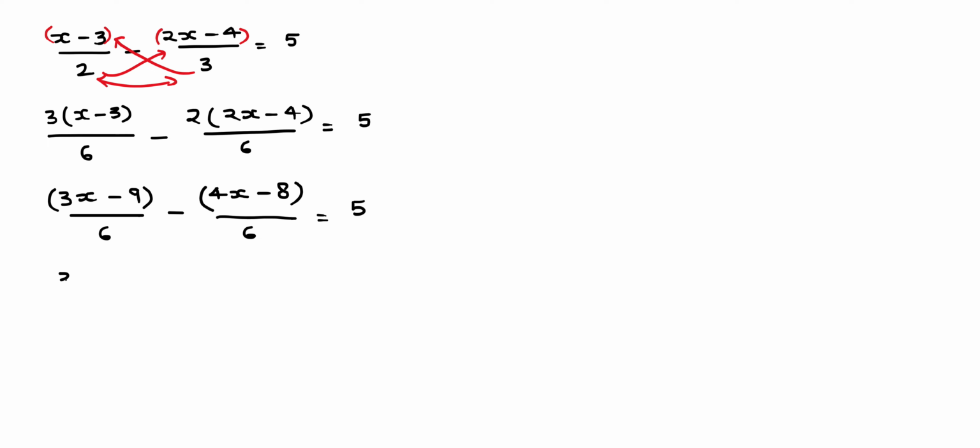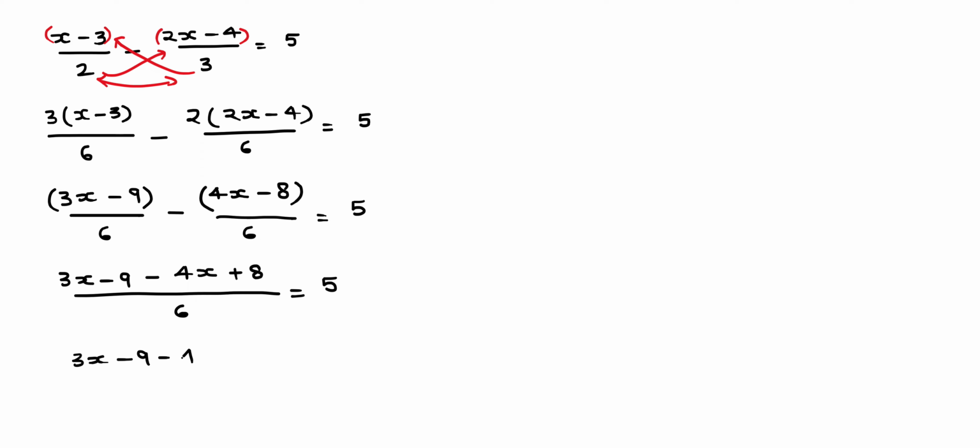Now we have 3x minus 9, minus, and since there is a minus sign outside the bracket, all the signs inside the bracket will change. So it will become minus 4x plus 8. Since the denominator is the same, it will be written like that. Now, as I said in the previous video, this 6, as it is the denominator on the left side, when it goes to the right side, it will be multiplied by 5. So you will have 3x minus 9 minus 4x plus 8 equal to 30, because 5 times 6 is 30.